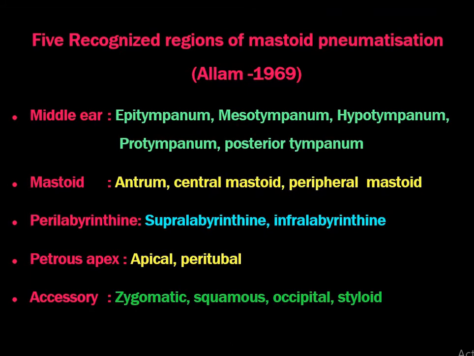There are 5 recognized regions of mastoid pneumatization according to Allam 1969, and they are: middle ear containing epitympanum, mesotympanum, hypotympanum, protympanum, and posterior tympanum. The mastoid contains antrum, central mastoid, and the peripheral mastoid, perilabyrinthine, supralabyrinthine, and infralabyrinthine, petrous apex, apical, and petrous, and accessory with zygomatic, squamous, occipital, and cerebral processes.